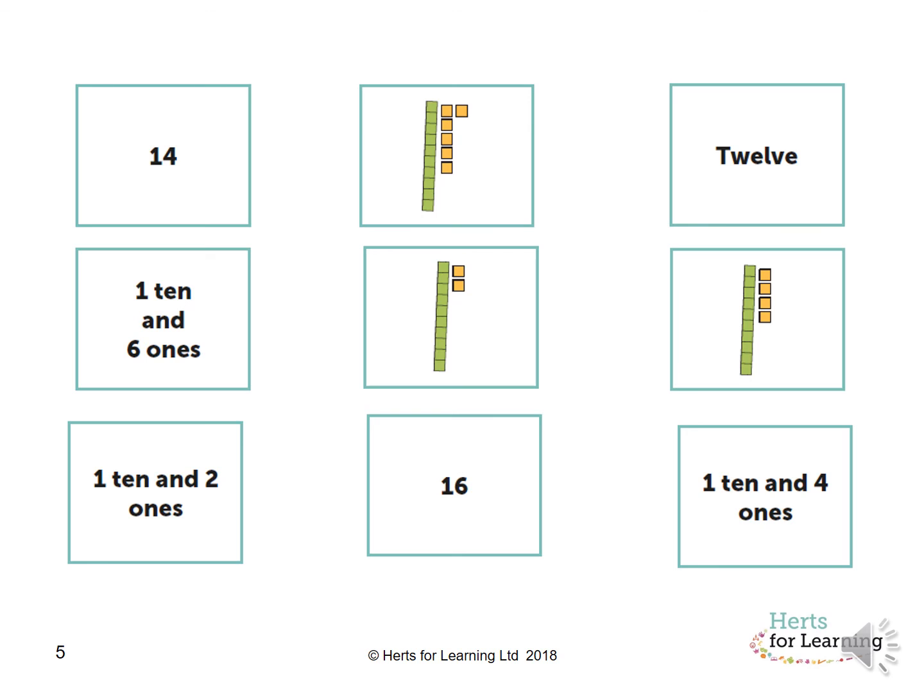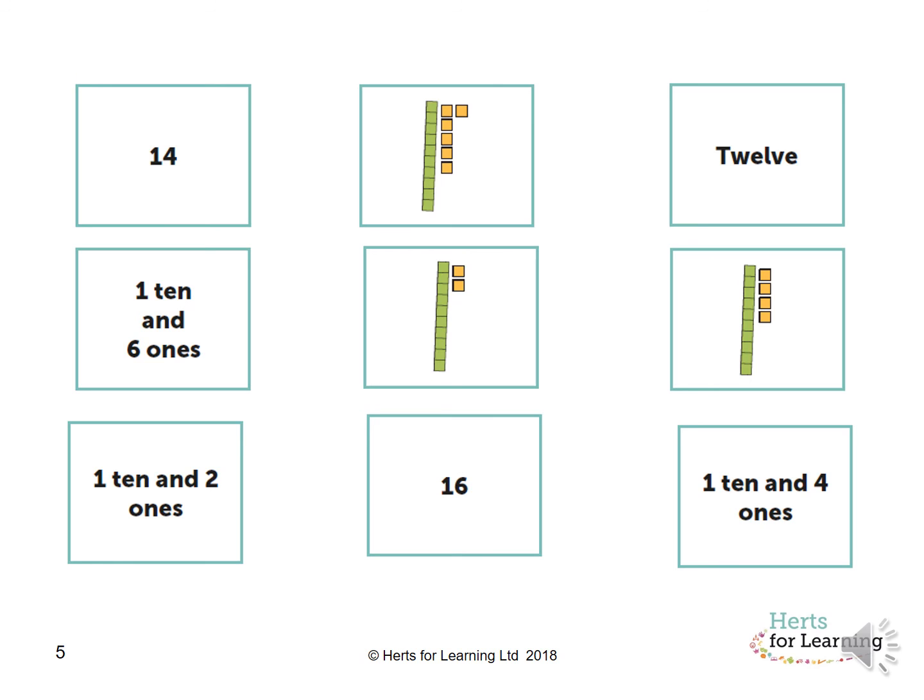Then if we look across at our top row again, our second number, we have got 1, 10 and we have got 1, 2, 3, 4, 5, 6 ones. 1, 10 and 6 ones make 16. So we need to find the representations of 16. So again, if we look across, we've got 12 there, so that doesn't match. If we go into our second row, we have then got 1, 10 and 6 ones, which does match, so we can link them up. Then we've got something in the middle, that doesn't show 16. We've already matched up that 14. If we go on the bottom row, we got 1, 10 and 2 ones, no. But our middle one on our bottom row says 16, so we can match them together.